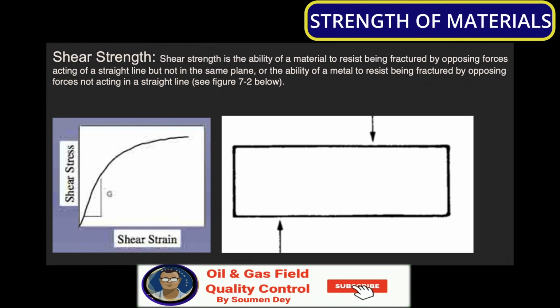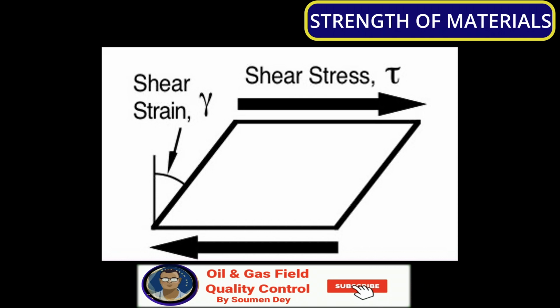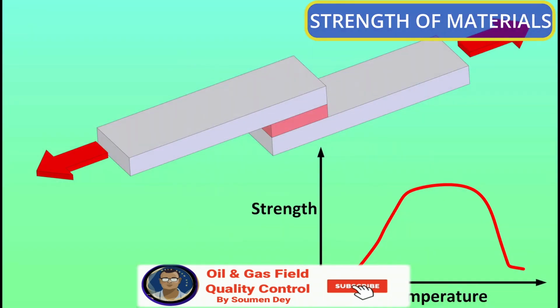Shear strength. Shear strength is the ability of a material to resist being fractured by opposing forces acting in a straight line but not in the same plane, or the ability of a metal to resist being fractured by opposing forces not acting in a straight line. So in this case, fracture will happen like a slice. So this is called shearing of a material.